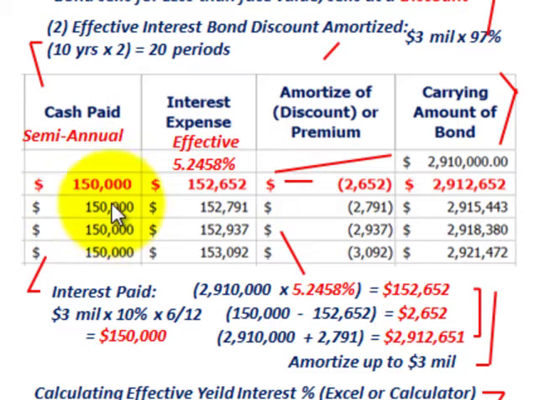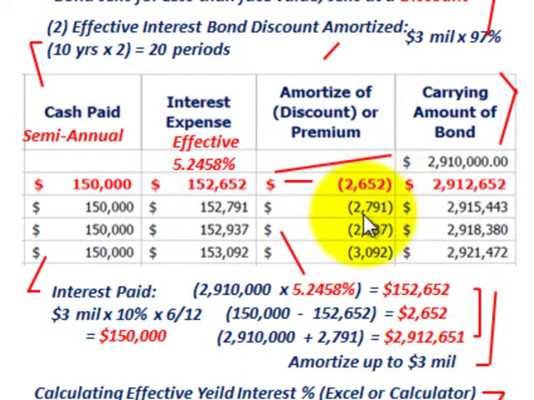$152,791, and then our cash payment for the second period, $150,000. So our new amortized amount is $2,791. Add that to a beginning carrying amount, and we get our new carrying amount of $2,915,443. So what we would do is just continue on, starting with the first period up through our 20th period. So we're going to amortize from $2,910,000 up to $3 million.